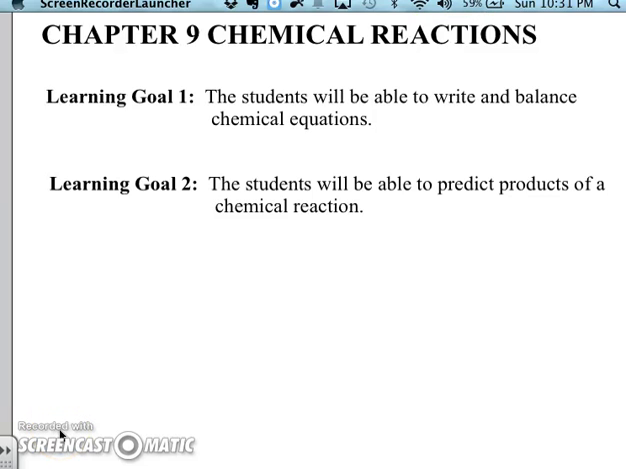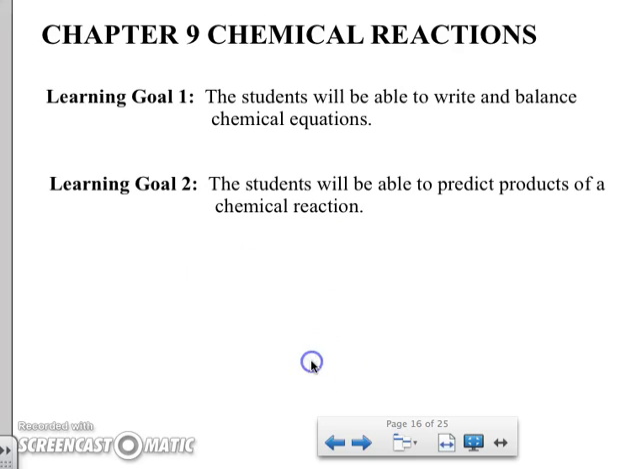Today we're going to continue our work in Chapter 9, Chemical Reactions. If you can recall, for the past week we have been working with learning goal number 1. The students will be able to write and balance chemical equations. We are now ready to focus on learning goal 2. The students will be able to predict products of a chemical reaction.